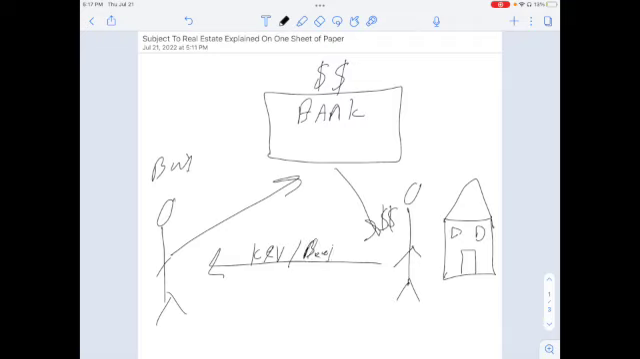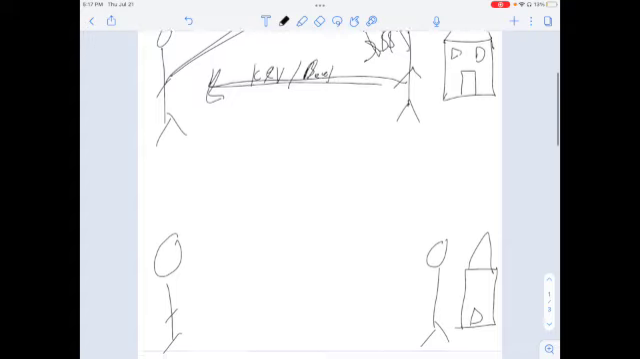Okay. So the way a traditional real estate transaction works is that the borrower is looking for a home, and then they will go to a bank to get the money, and then the money is given to the seller at the title company, and in return, the seller will then deed the property or convey the property to the buyer and give them the key.